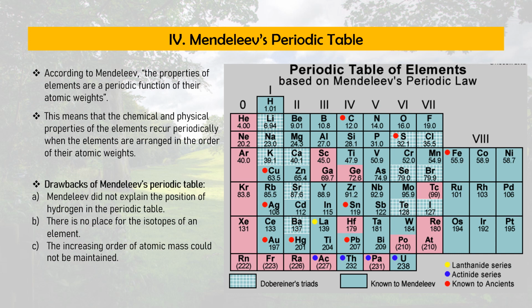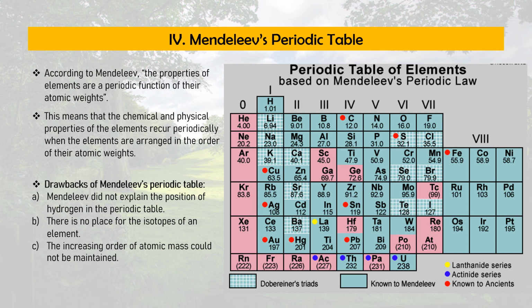there were some drawbacks of his table. That is, he could not explain the position of hydrogen in the periodic table, and there was also no place for isotopes of elements in the table, and the increasing order of atomic mass could not be maintained in this table, and there was wrong placement of some elements, like iodine had lower atomic mass than tellurium but was placed ahead of tellurium because iodine shows similar properties with fluorine and bromine.